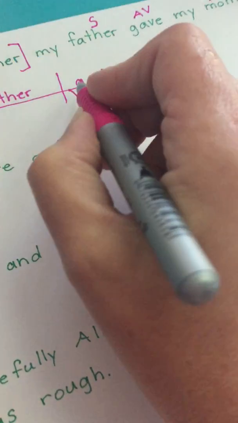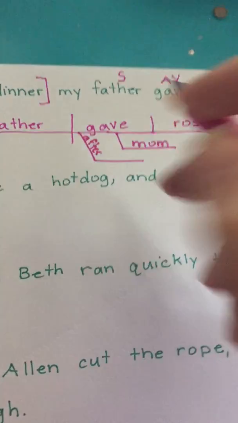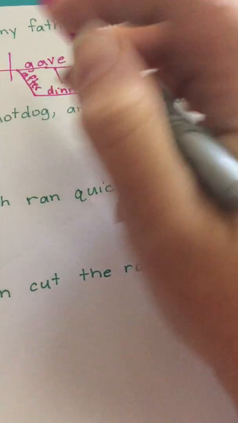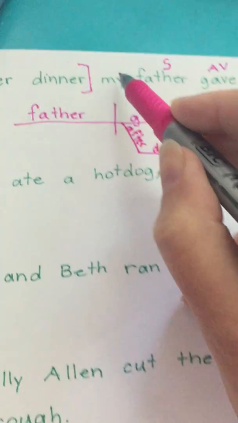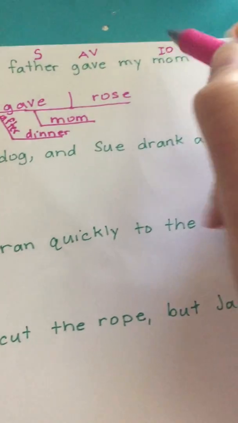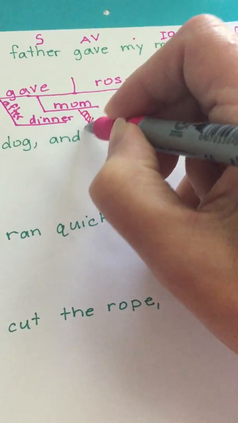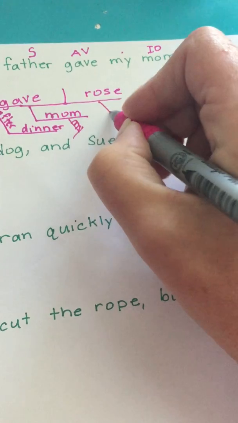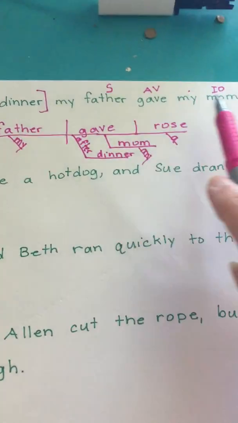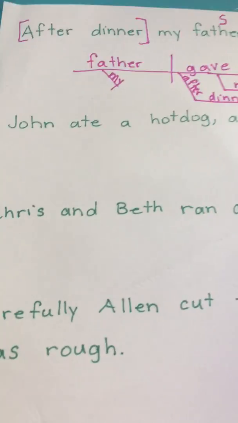And your preposition goes on the slanted line. The object of the preposition goes on the straight line. So I've got that. My will tell me whose. So that's my father. My tells me my mom. And a tells me which rose. So then you want to go back and check, do I have all my words in the sentence, in the diagram? And I do.